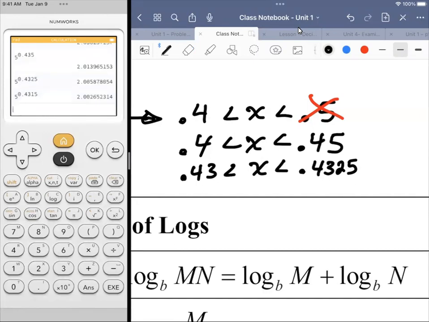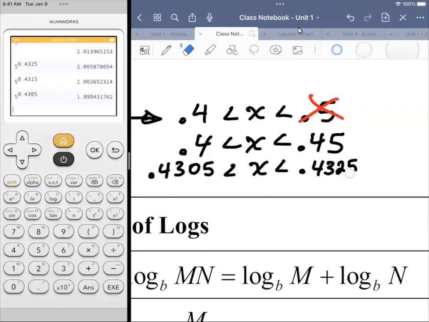Still too big. Maybe I'll do a 0.4305. Just a smidge too small. All right, so on the low end, it's got to be something bigger than 0.4305 and less than 0.4315.